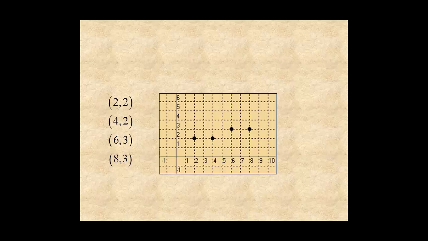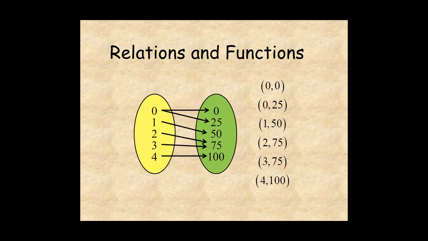If you graph the relation, you can see that both of these points have the same y value, and both of these points have the same y value. However, it passes the vertical line test. And it is a function. This lesson helped you understand relations and functions.